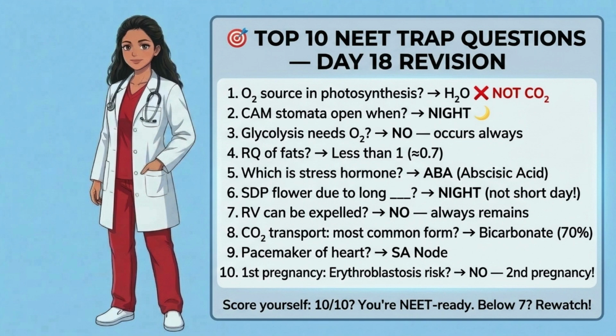8. How is most CO2 transported? 3, 2, 1, as bicarbonate ions, 70%. 9. What is the pacemaker of the heart? 3, 2, 1, SA node. 10. Does erythroblastosis fetalis occur in the first pregnancy? 3, 2, 1, no, always the second.